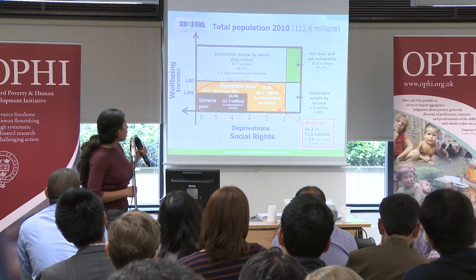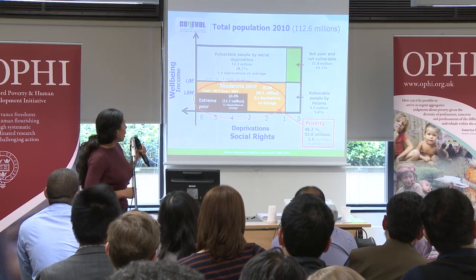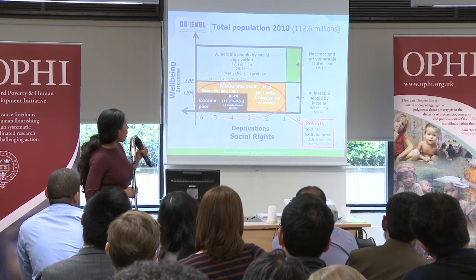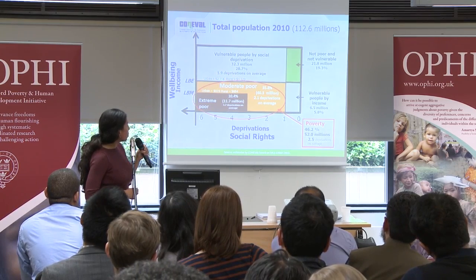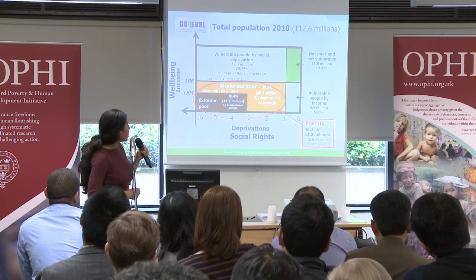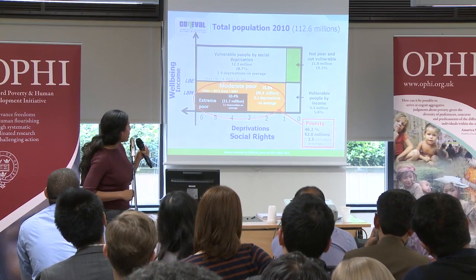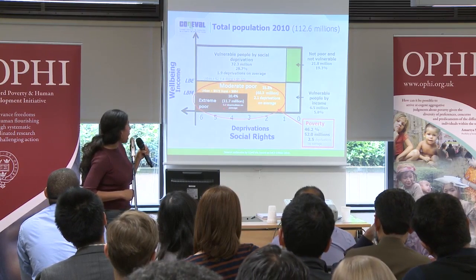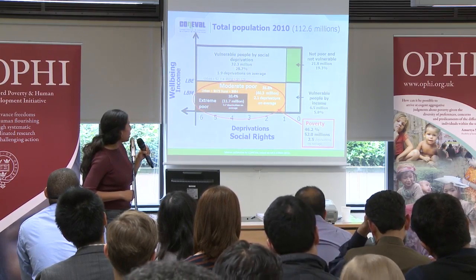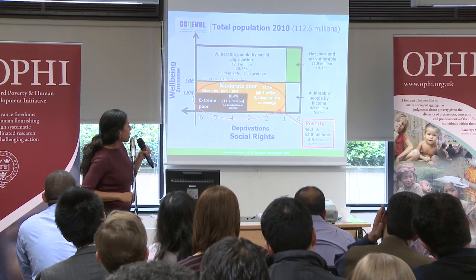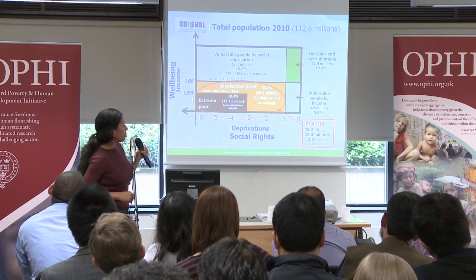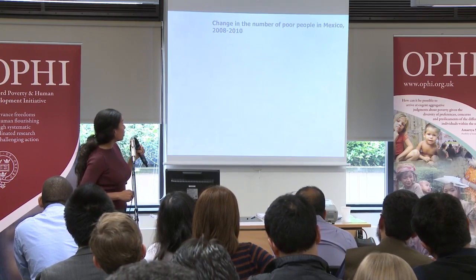And you can see that this is the average deprivation over the poverty line, but the average deprivation among the extreme poor is 3.7, and the average deprivation among the moderately multidimensional poor is 2.5.